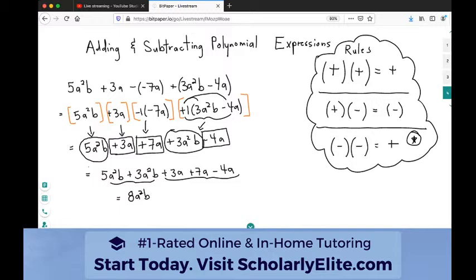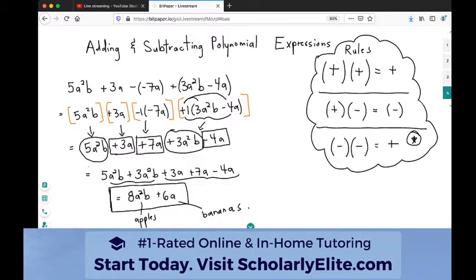And then here, 3 plus 7 is 10. 10 minus 4 is 6. So I have positive 6a. And this, my friends, is our final answer because these two terms are different, and so they cannot be added together. It's like saying this is 8 apples and this is 6 bananas, and we keep them separate.